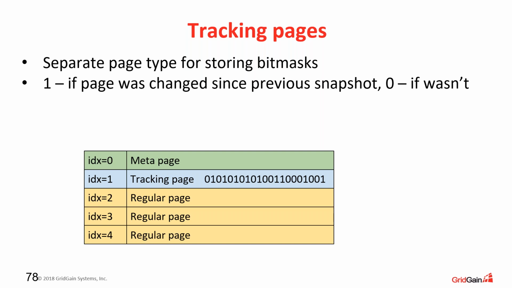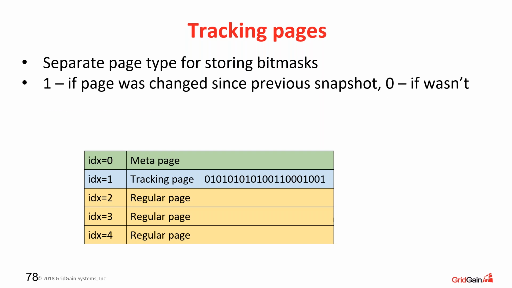We added a new separate page type for storing bit masks. Every page has a type, and tracking page is an auxiliary page type, which is used for internal operations. In bit masks, a tracking page covers a range of regular pages. In the current implementation, for one tracking page, there are 16,000 regular pages. And we store 1 if the page was changed since the previous snapshot, or 0 if it wasn't.